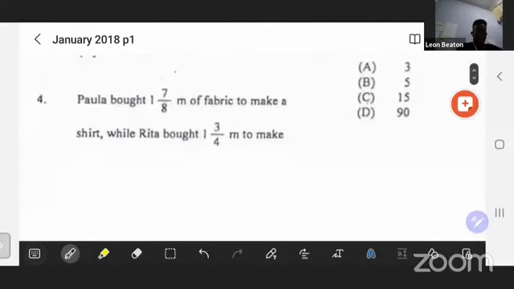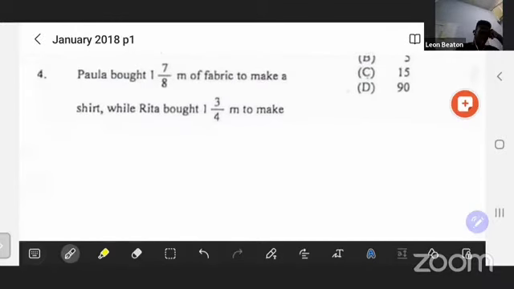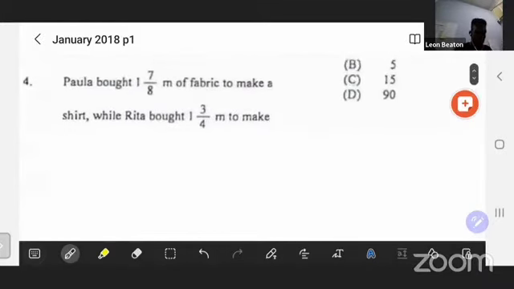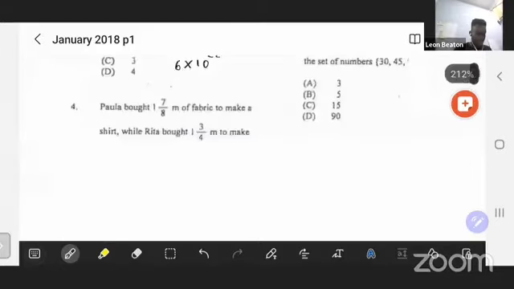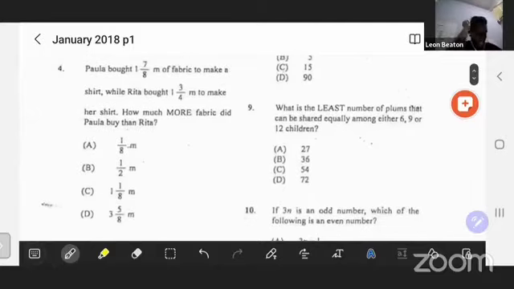Number 4 says, Paul bought 1 and 7/8 meters of fabric to make a shirt, while Rita bought 1 and 3/4 meters to make her shirt. How much more fabric did Paul buy than Rita?